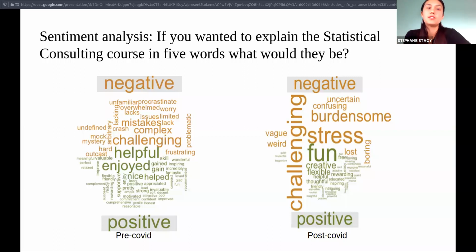And then on the positive side, the pre-COVID has more skill-based positive notes, like helpful, you gain skills, valuable. Whereas the post-COVID emphasizes more of those social soft skills. So fun, creative, and flexible. It's just interesting to see the differences and similarities between the sentiments of the course.